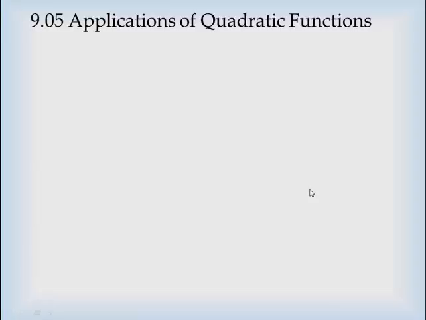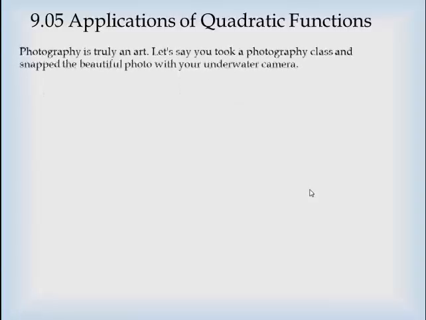This is lesson 9.5, application of quadratic functions. So basically, we've learned all this stuff about quadratic functions. Now we're going to learn why they're useful. So we're going to use an example.